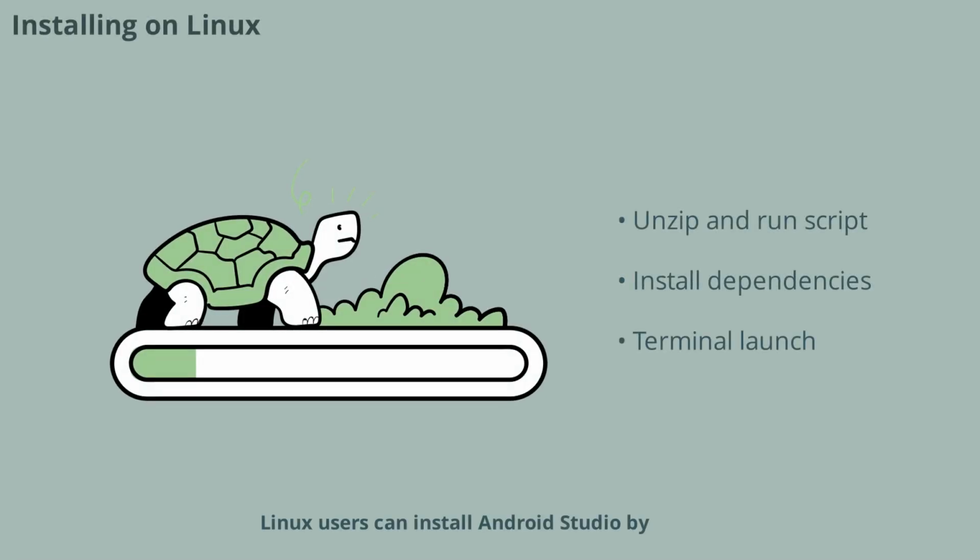Linux users can install Android Studio by unzipping the downloaded package and running the studio.sh script from the terminal. You may need to install some 32-bit support libraries depending on your distribution. Once installed, you can launch Android Studio from the terminal or create a shortcut for convenience.